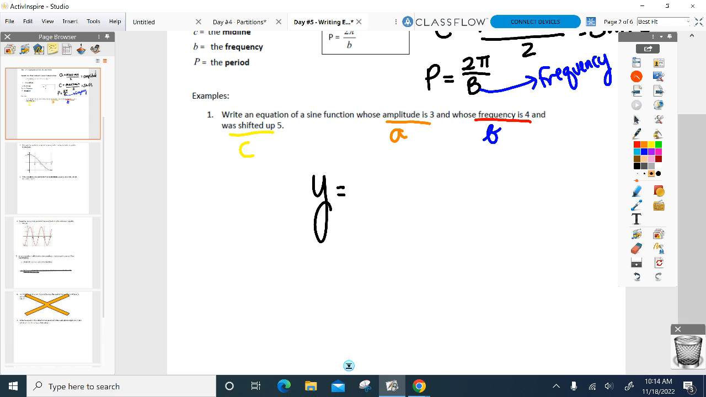A, 3, sine or cosine, sine. Now, can you do me a favor, please? When you do the B value, can you put it in parentheses along with the x? So 4x, B value. And then how do I write the shift up 5? Yes, it's got to be plus, up plus 5. A, B, C, along with what type of curve it is. Questions?